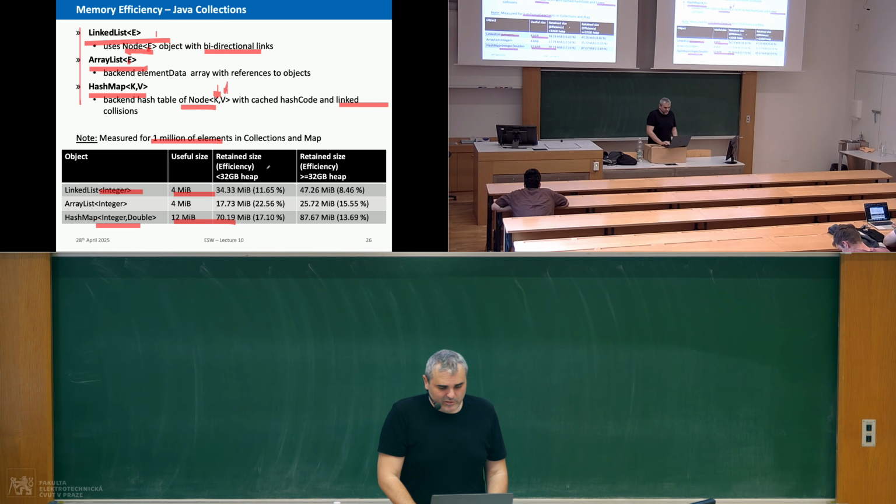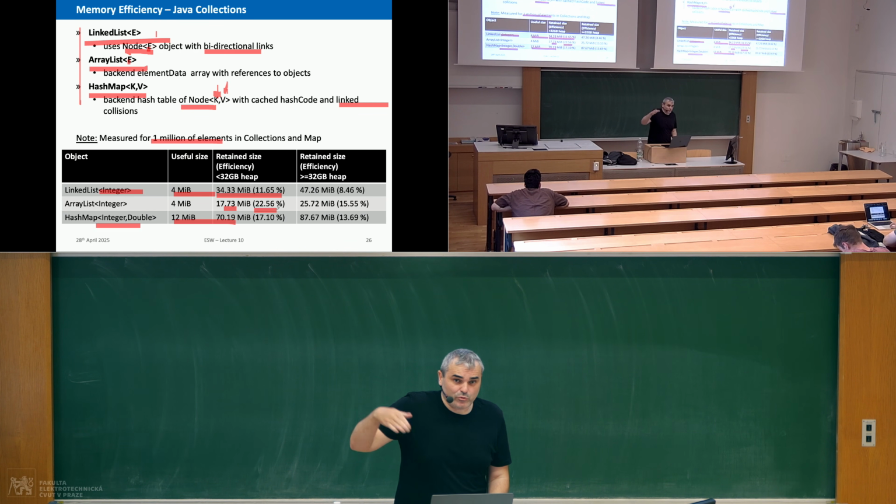What is the retained size? For smaller heaps, you have it here. What is the efficiency? Less than 12% in case of linked list. You should think, okay, array list will be better because there is an array list backend. Less than 23% only. So the remaining is not useful.